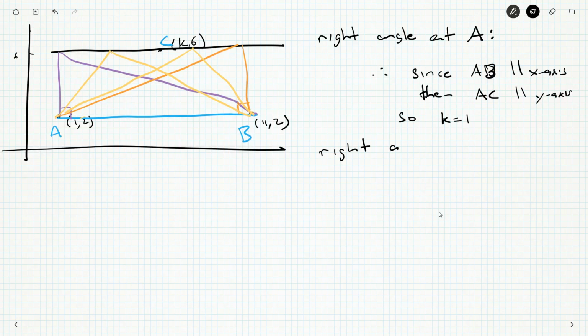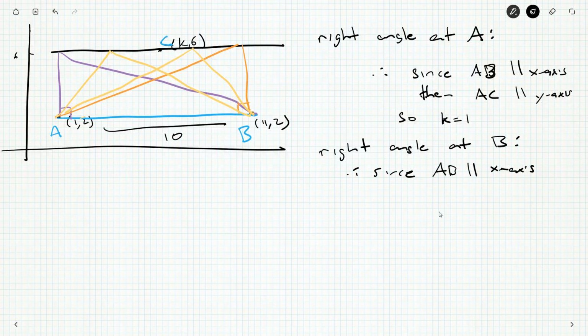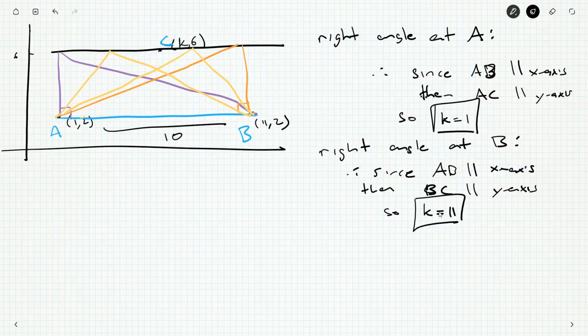If the right angle is at B, you know what? I suppose we could say this is 10 here, and we could, in terms of k, get CB and CA, and then use Pythagoras. That's certainly a possibility. Anyways, right angle at B, same sort of reasoning. Since AB is parallel to the x-axis, then BC is parallel to the y-axis. So C is going to have to lie directly above B. k will be 11. And then there are our other options.